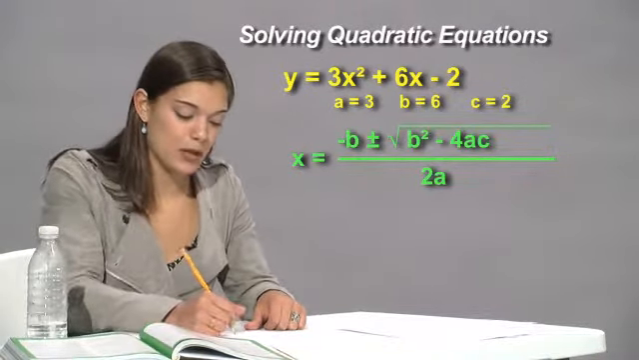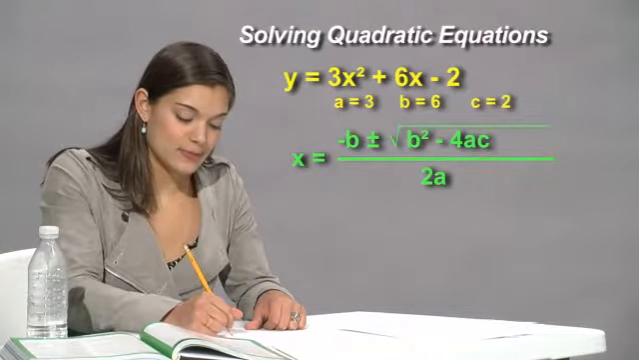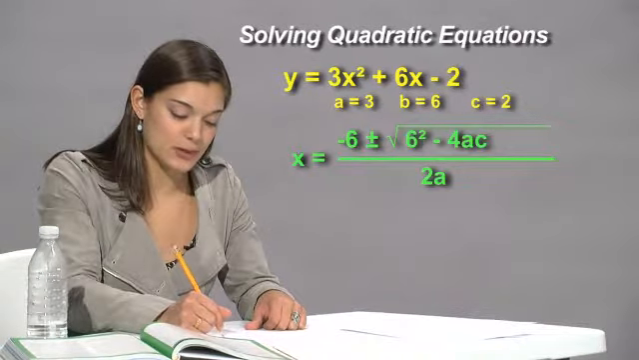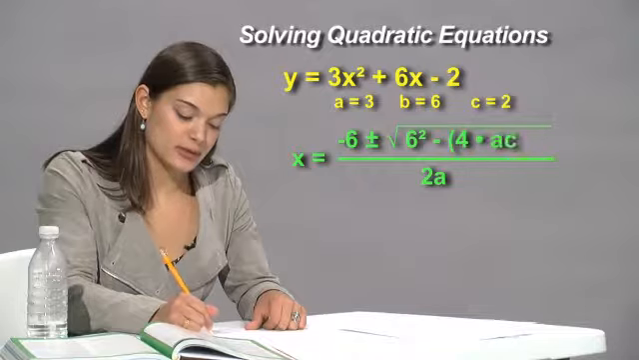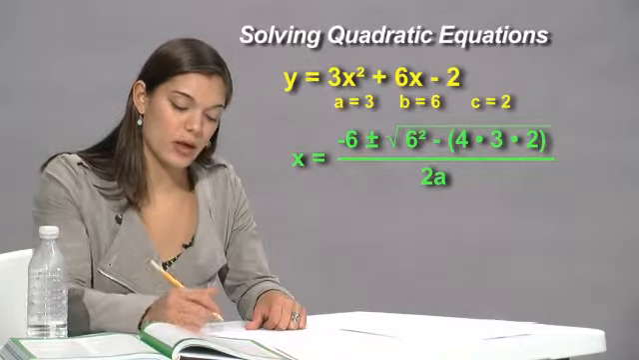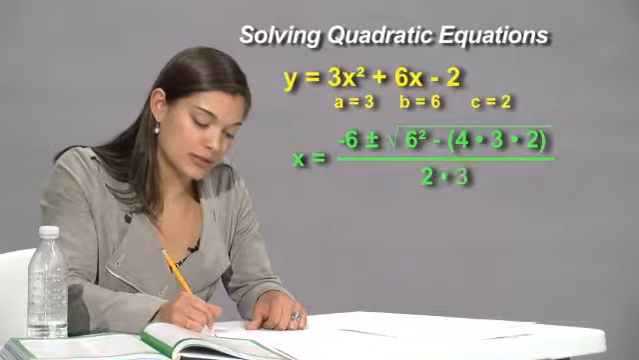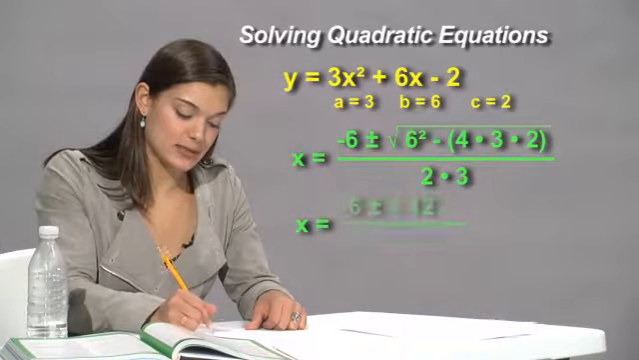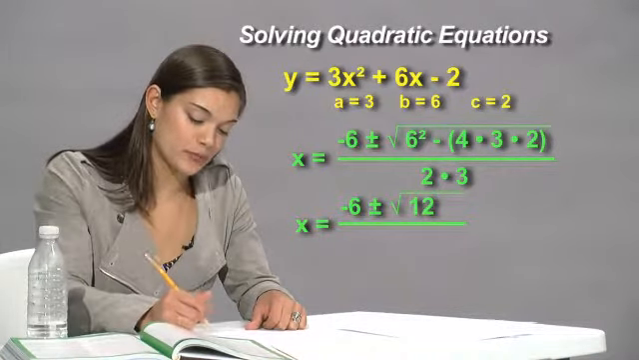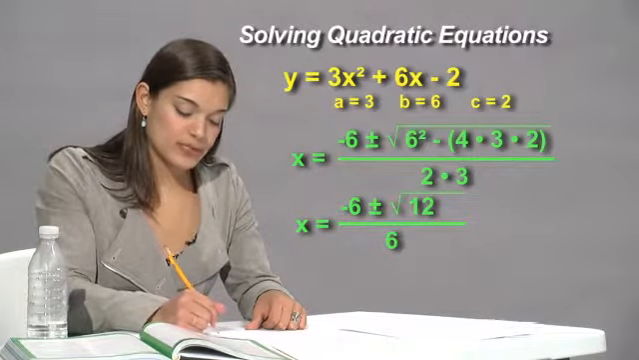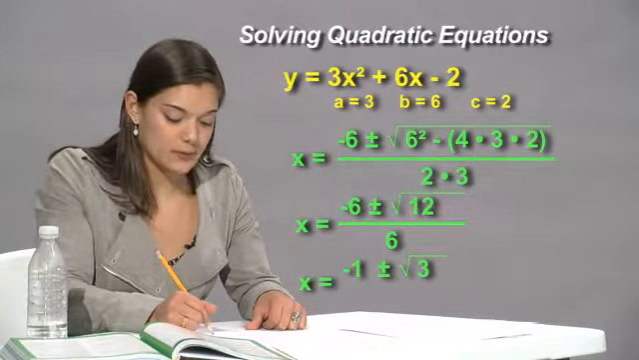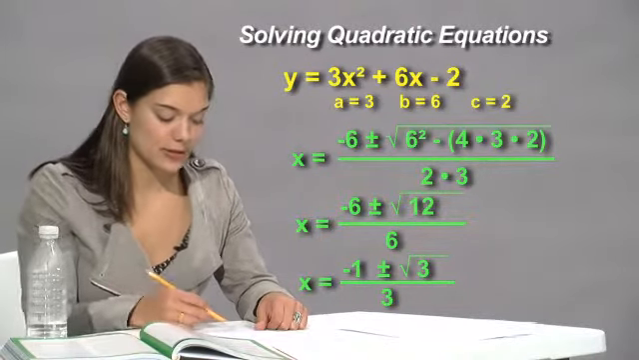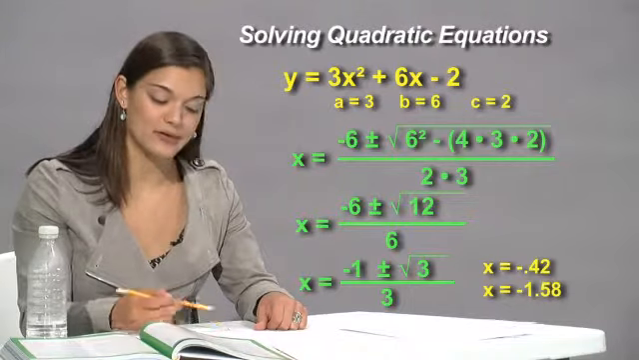Let's try it. Here we'll have x equals minus b, here that's 6, plus or minus the square root of b squared, minus 4 times 3 times negative 2, and all of that is over 2 times 3. We can simplify that to x equals minus 6 plus or minus the square root of 12, all over 6, which simplifies to x equals minus 1 plus or minus the square root of 3 over 3. If you plug that into a calculator, it's about negative 0.42 and negative 1.58.